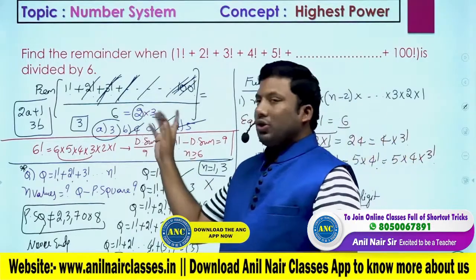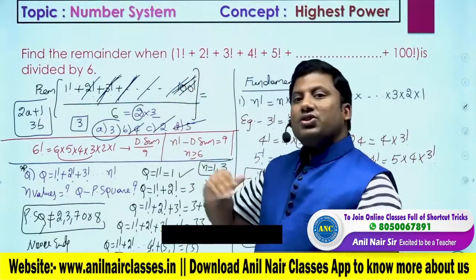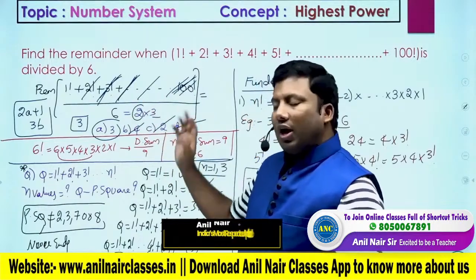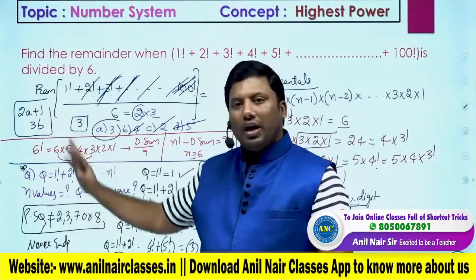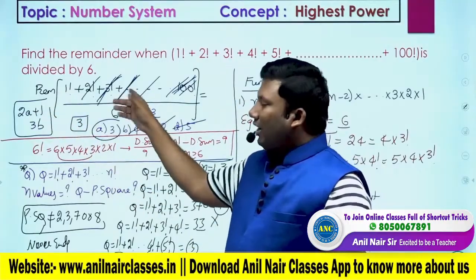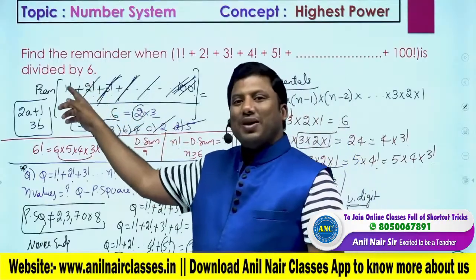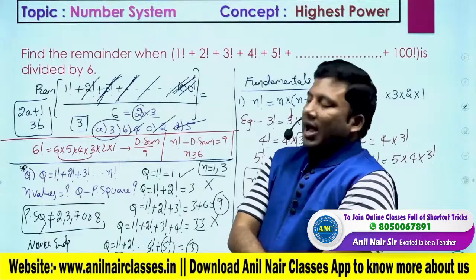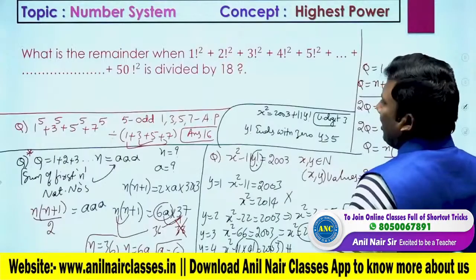6 is 2 into 3. First divide these numbers by 2. From 2 factorial onwards, all are divisible by 2. Remainder is 1, so it is 2a plus 1. From 3 factorial onwards, all are divisible by 3. 2 factorial is 2, 1 factorial is 1, 1 plus 2 is 3. The answer will be divisible by 3. Check by using the answer options.